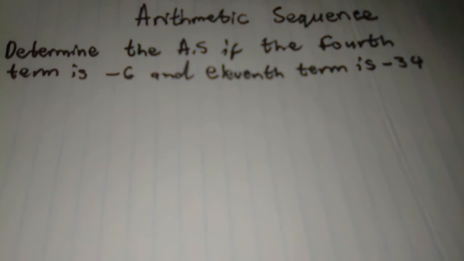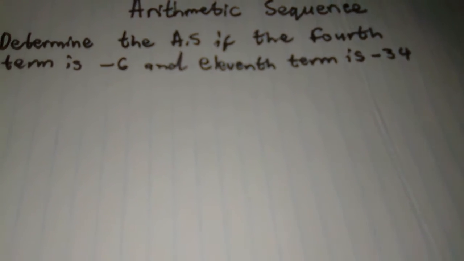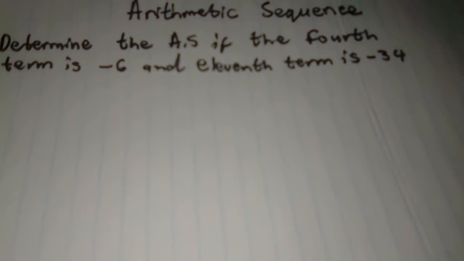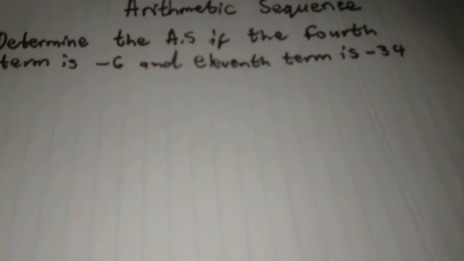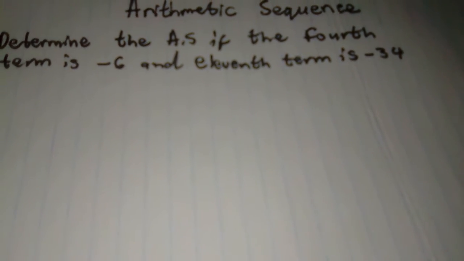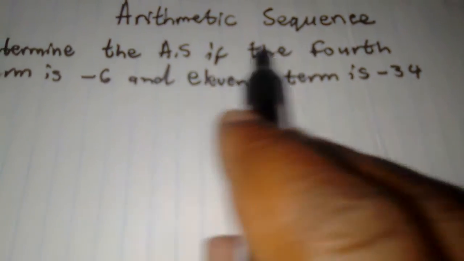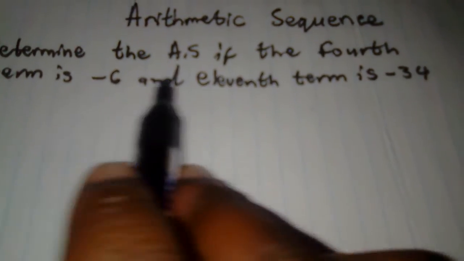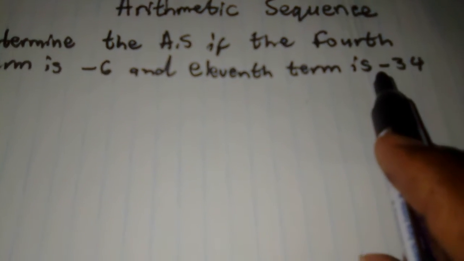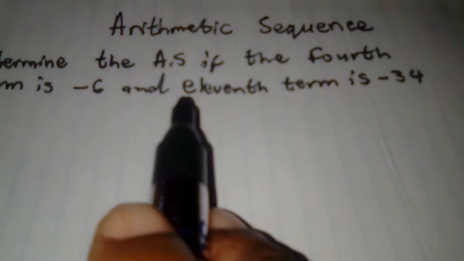In this lesson, actually it's a continuation of what we said in our previous video. Here we are going to focus on questions that require simultaneous equations. So the question says: determine the arithmetic sequence if the fourth term is -6 and the 11th term is -34. Actually, here we want to form a sequence.